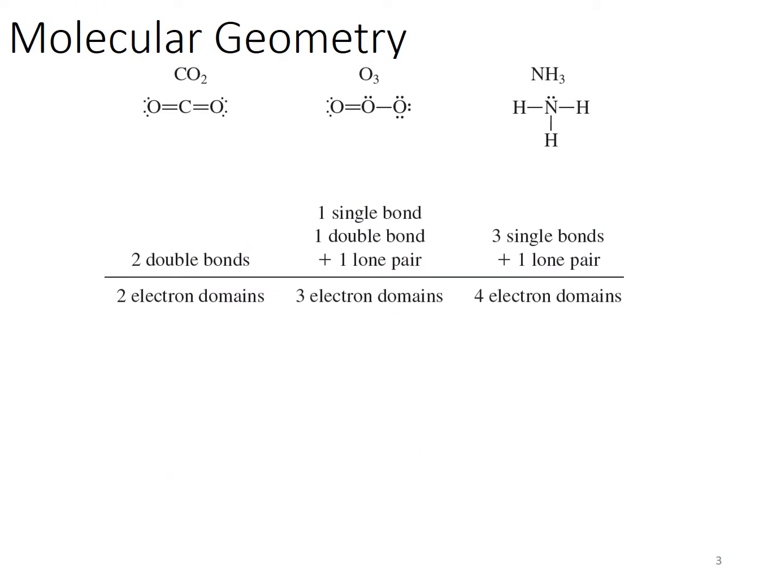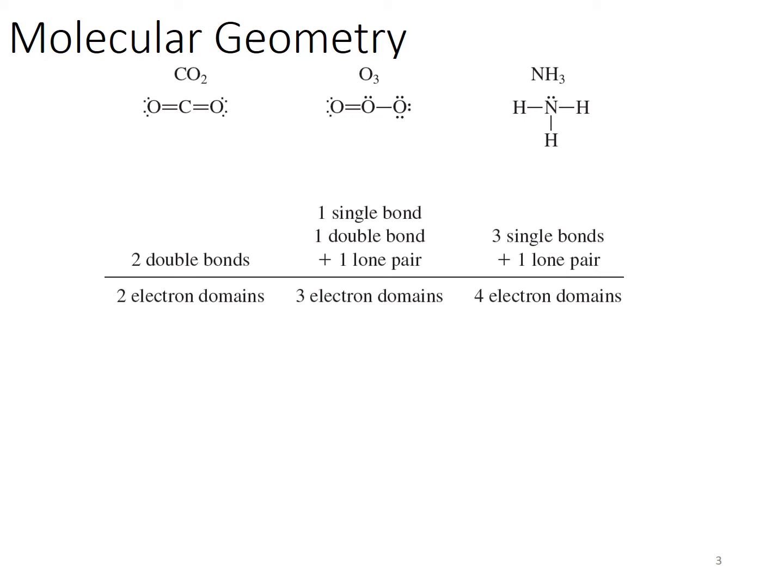So here are some examples. Here's CO2, ozone, and ammonia. Each of those has the Lewis dot structure associated with it that we've already made. If we're unfamiliar with Lewis dot structures, we still need to make sure we know how to do that before we can start using VESPR theory. You can see there are two electron domains in CO2, even though they're both double bonds.